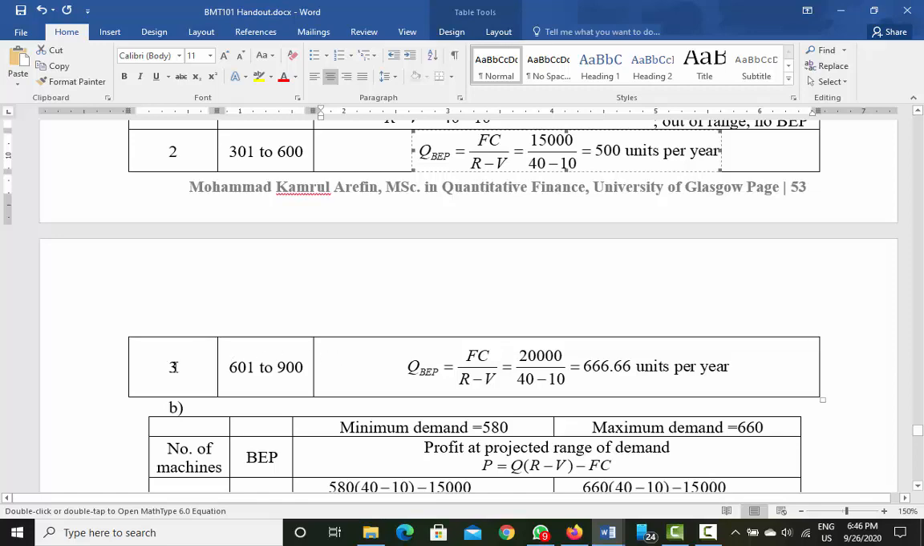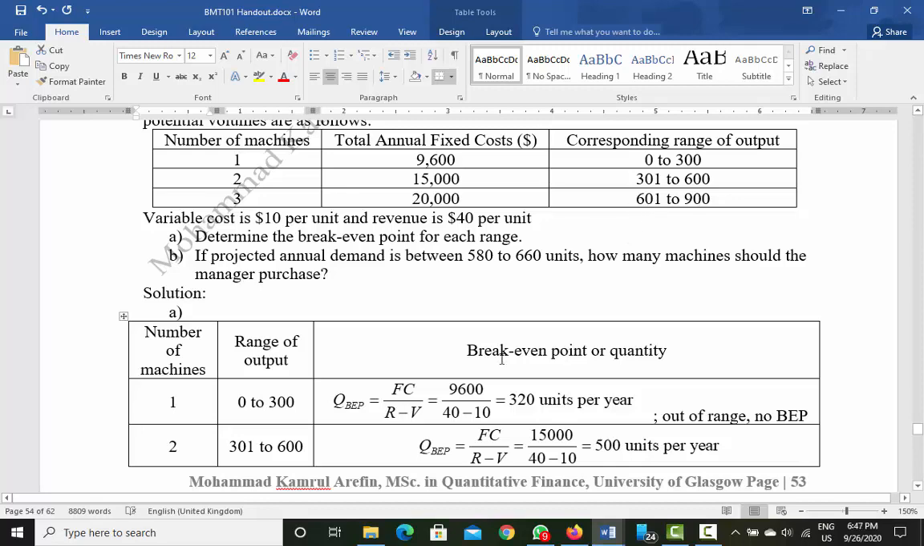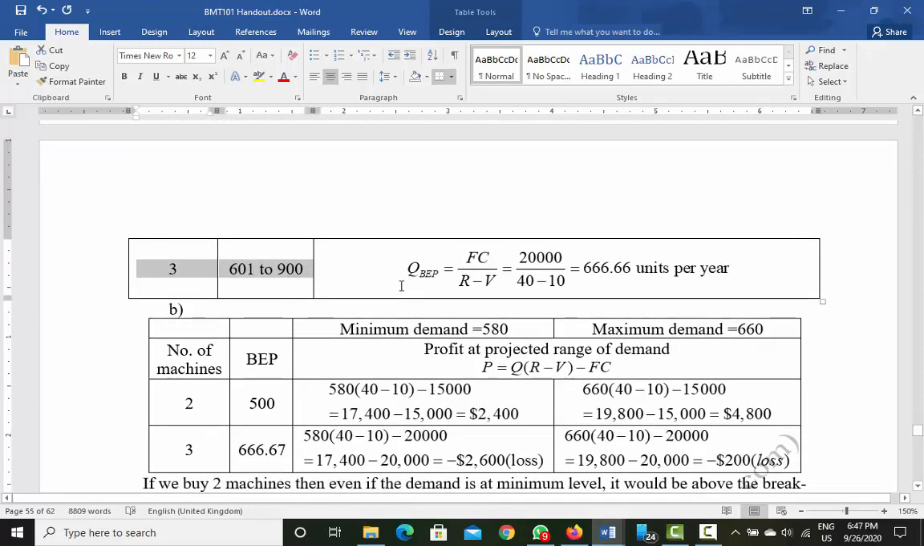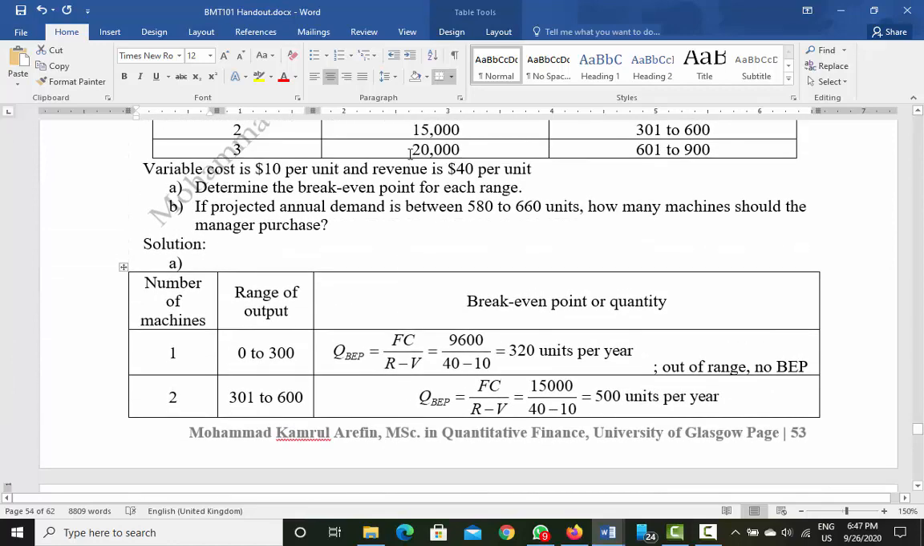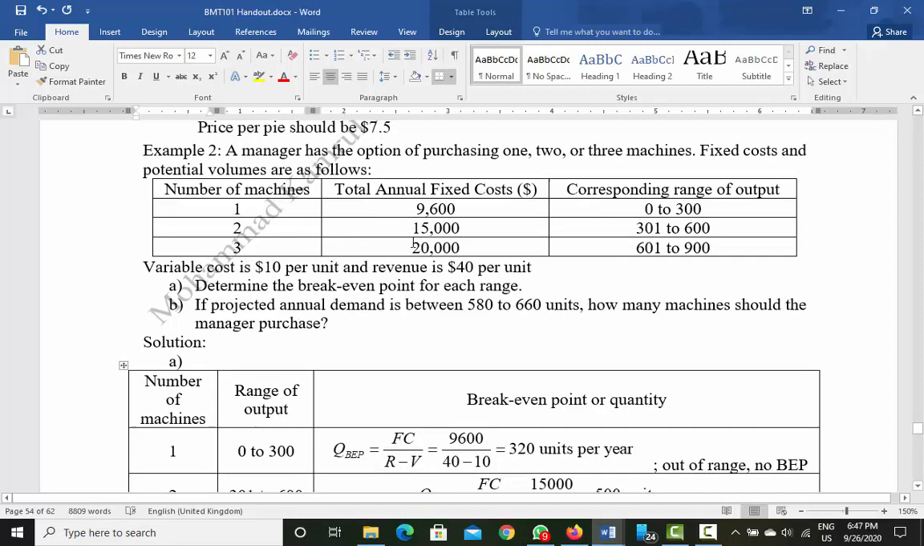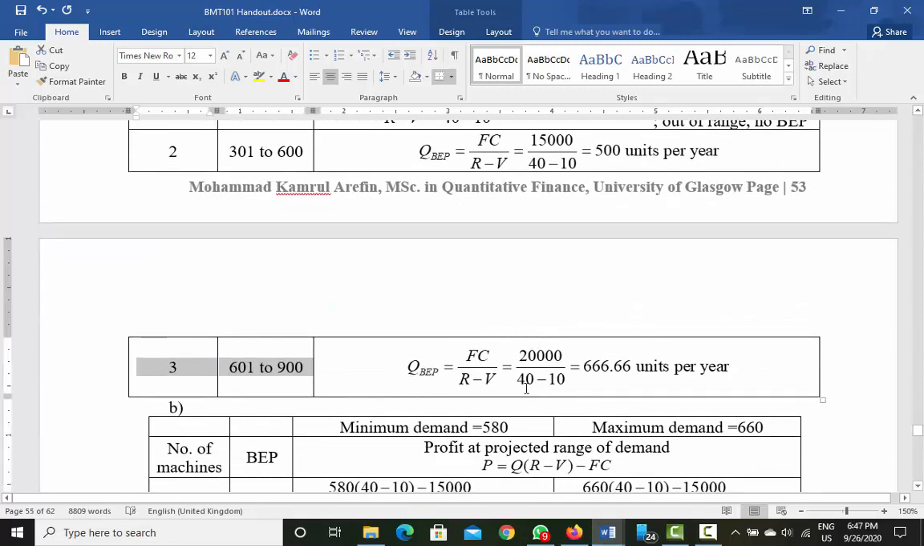Now the next one, if the manager purchases three machines, the range of production is 601 to 900. So maximum production will be 900. Now the annual fixed cost is $20,000. So $20,000 divided by 40 minus 10, which is 666.66 units per year, right? So this is within the range.